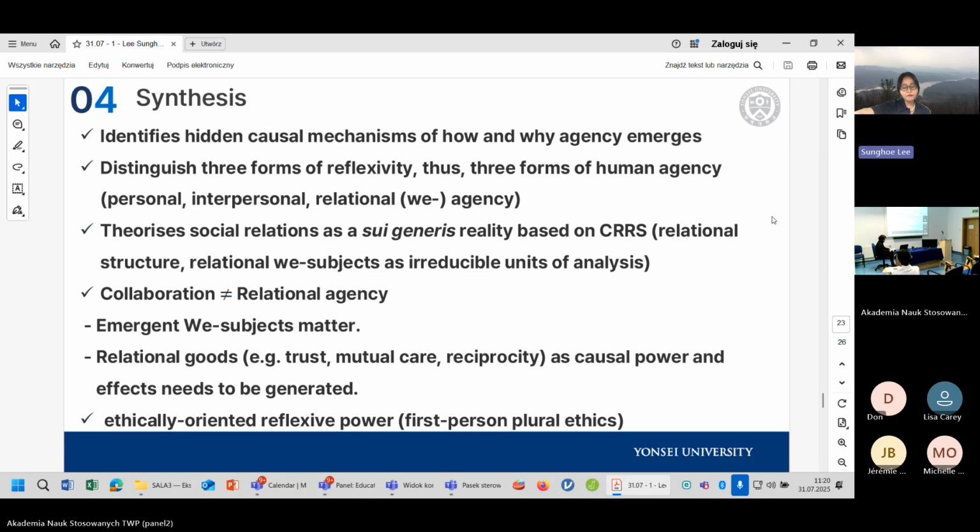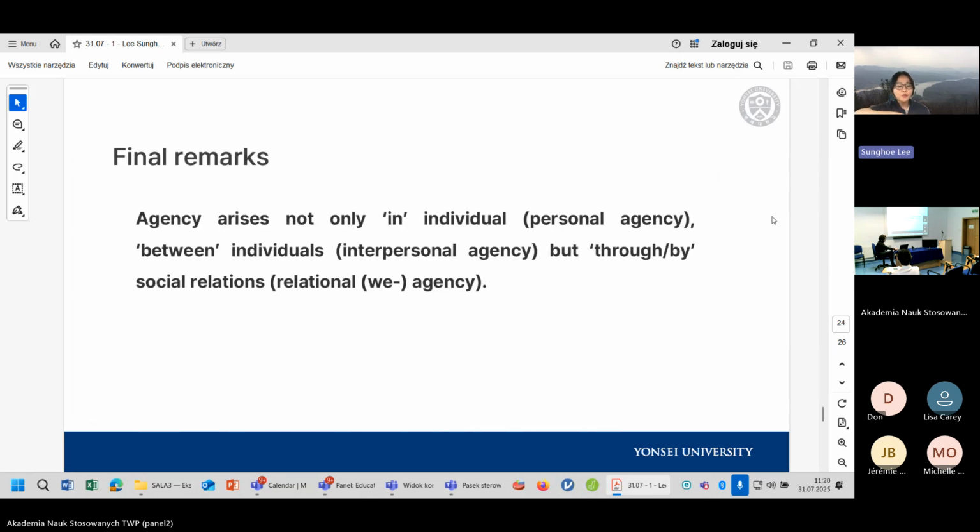Third, relational agency foregrounds first-person plural ethics, positioning education as a moral practice oriented toward relational goods. Next, a final remark. Agency arises not only in individuals or between individuals, but also through and by social relations themselves. Recognizing this layered, ethically attuned, relationally emergent power of human agency reorients research in the sociology of education toward the relational order of social reality, such as often overlooked dynamics of reflexivity, the depth and quality of social relationships, and the ethical commitment through human agency meaningfully emerges.